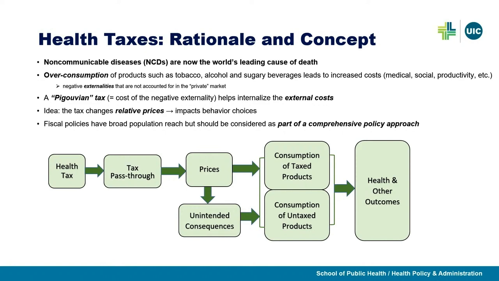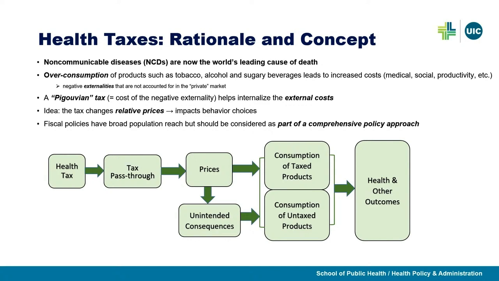So the idea here is essentially that taxes will be used in order to help reduce the consumption of products such as tobacco, alcohol, and sugary beverages because these products are associated with diseases that we know of, right? So lung cancer, cirrhosis of the liver, diabetes, obesity, and in turn, these have associated costs. They have costs that are medical, they reduce productivity, they have social costs.